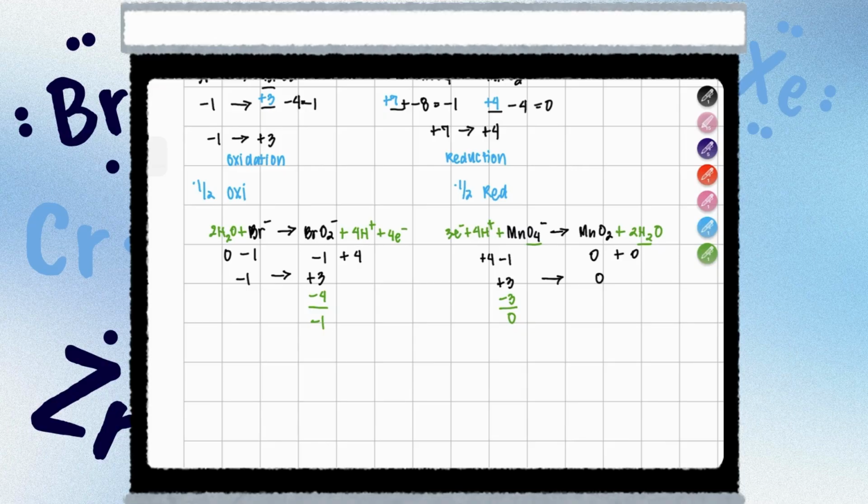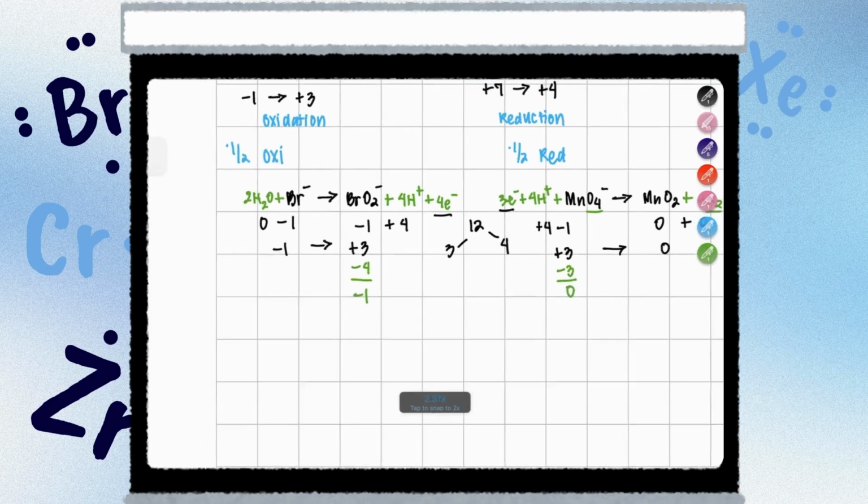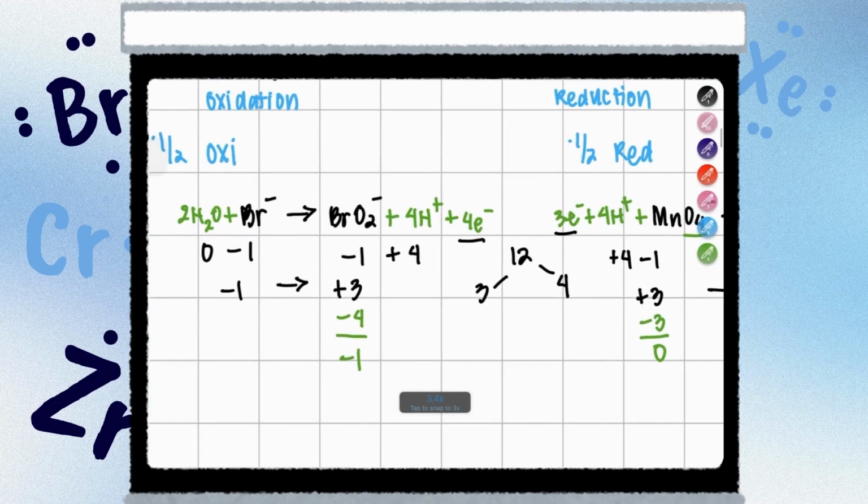Now we have to find the common multiple of our electrons to balance them out. So 4e and 3e. So ano ba ang common sa kanila? 12. So ano ang kailangan i-multiply kay 4 to get 12? We have 3. And for 3, we have 4. So now, ito yung mga i-multiply natin to balance yung charges.